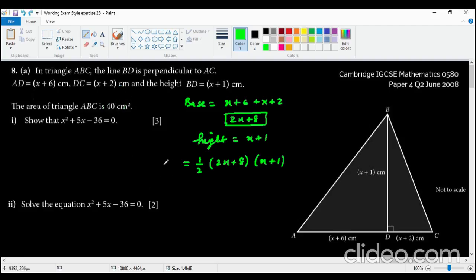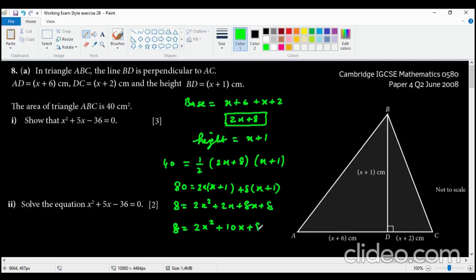So the area is already given here, 40. The best part is I take this 2 to the other side and multiply 40 by 2 to give us 80. This x plus 1 I will write two times, and I will multiply by 2x, and then I will multiply by 8. So 80 equals 2x square plus 2x plus 8x plus 8. This gives us 80 equals 2x square plus 10x plus 8.